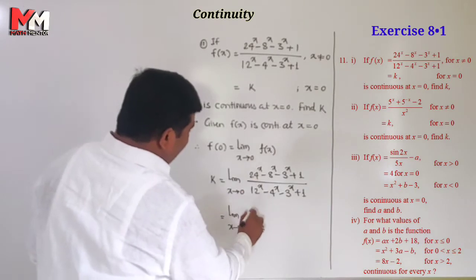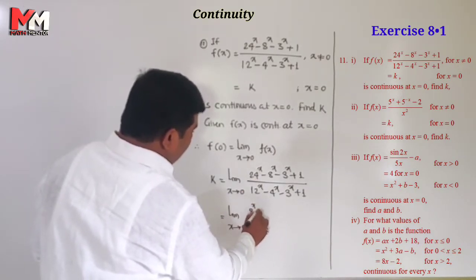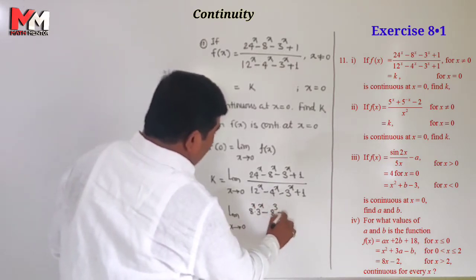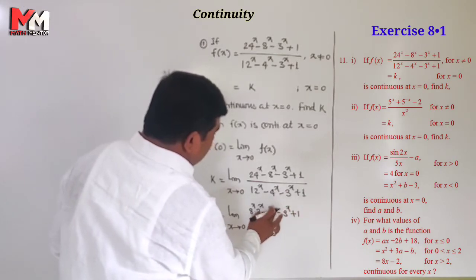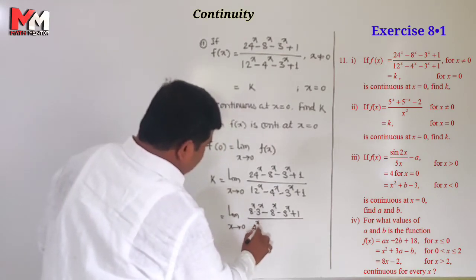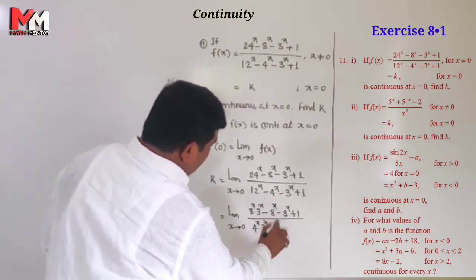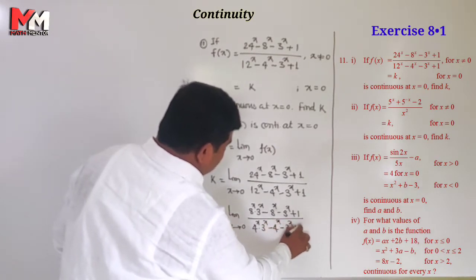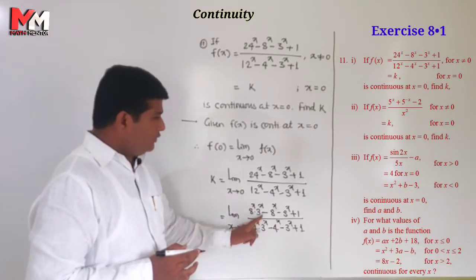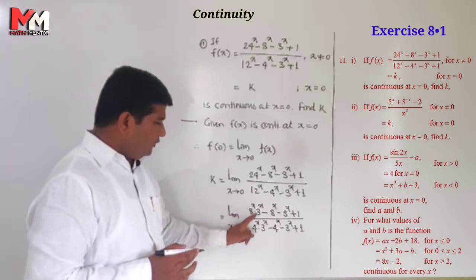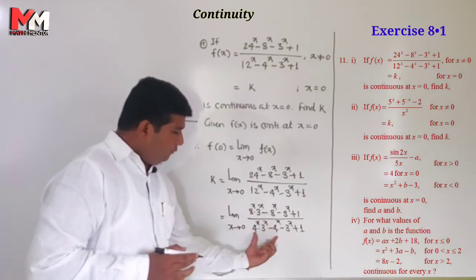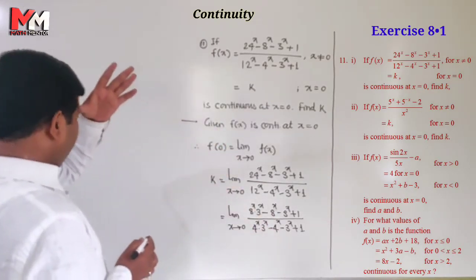We can write 24 raised to x as 8 raised to x into 3 raised to x, and all other terms are the same. So this is 8 raised to x into 3 raised to x minus 8 raised to x minus 3 raised to x plus 1, divided by 4 raised to x into 3 raised to x minus 4 raised to x minus 3 raised to x plus 1. This 12 raised to x is nothing but 4 raised to x into 3 raised to x, and 24 raised to x is nothing but 8 raised to x into 3 raised to x. From the first two terms taking 8 raised to x common, and from the denominator taking 4 raised to x common. What will be here?